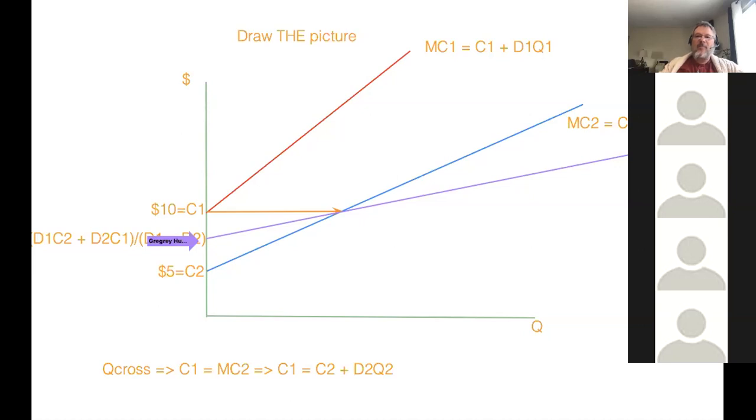So, but the point that I'm making, and normally when I do this on the board, I can draw dashed lines, but I can't draw a dashed line here. Sorry. But the point is that the portion of the joint marginal cost curve that is above the minimum of the low cost firm does not apply.